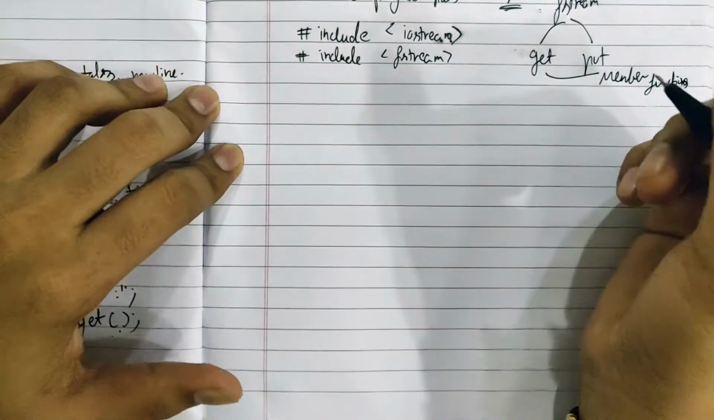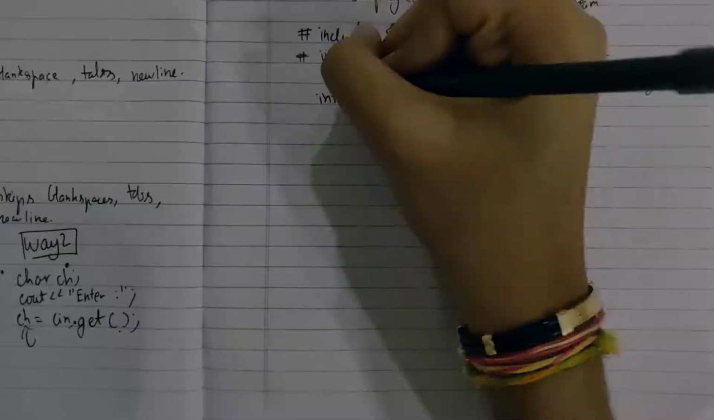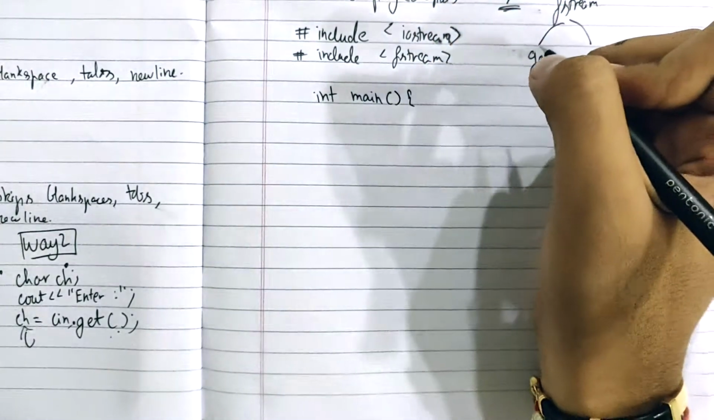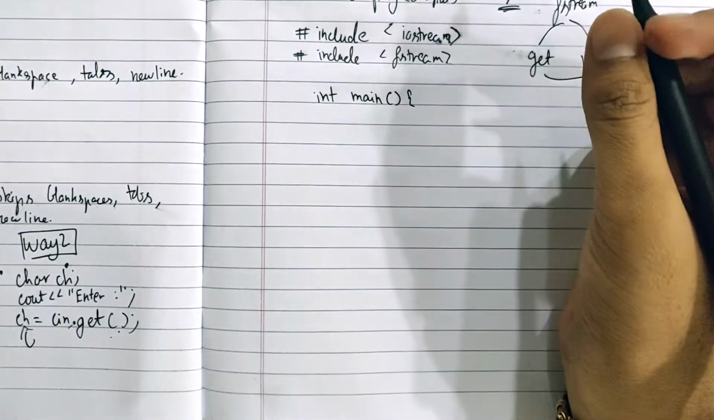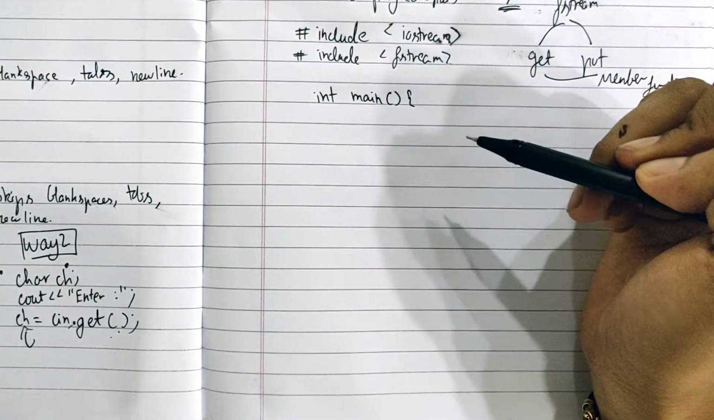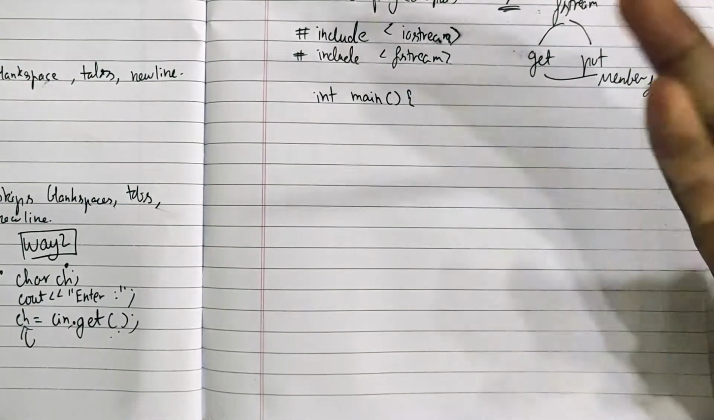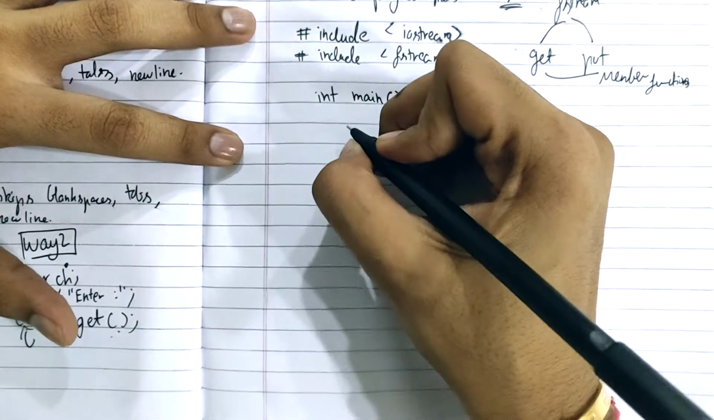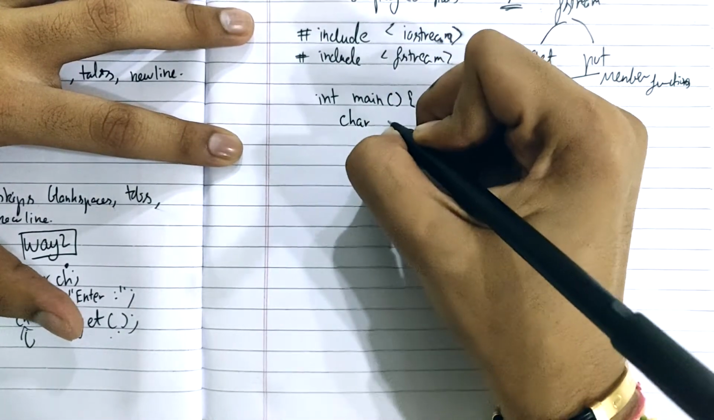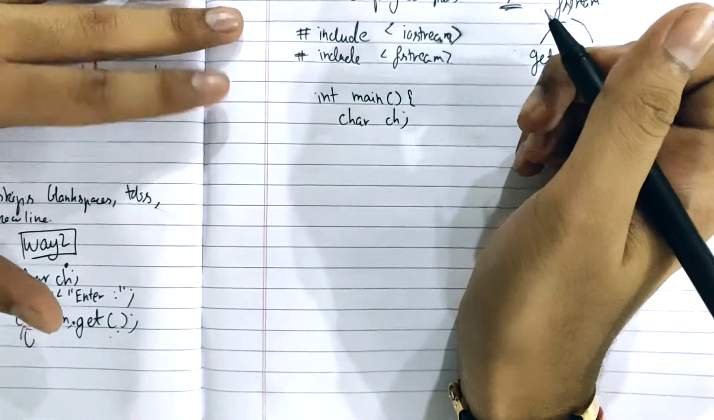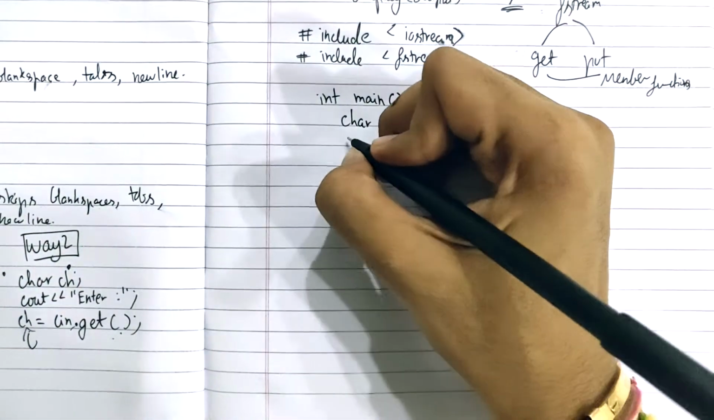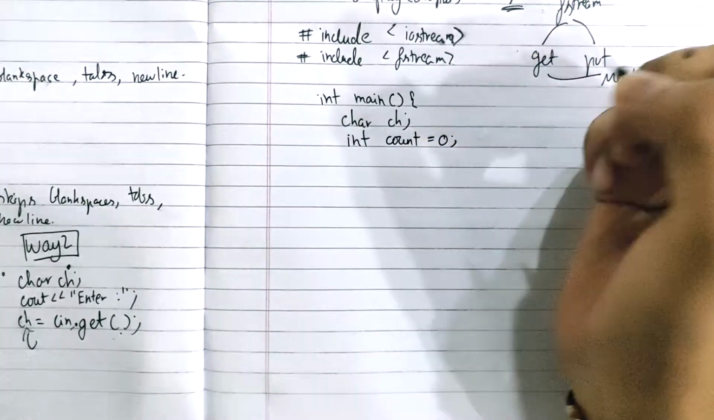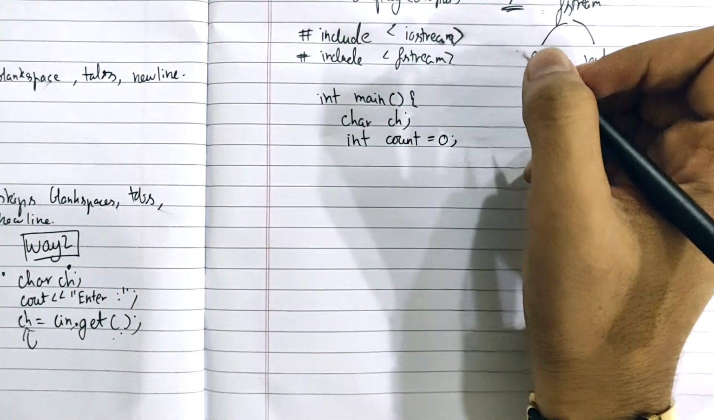So continuing, we have int main, okay, and let's say we want to keep taking in characters. We want to continue taking in characters and printing them. So we'll require a loop, right? So first we'll create the members. That is character ch, and we'll also display the count of characters we took. Okay, so int count equals 0. Good. So we are good right now.